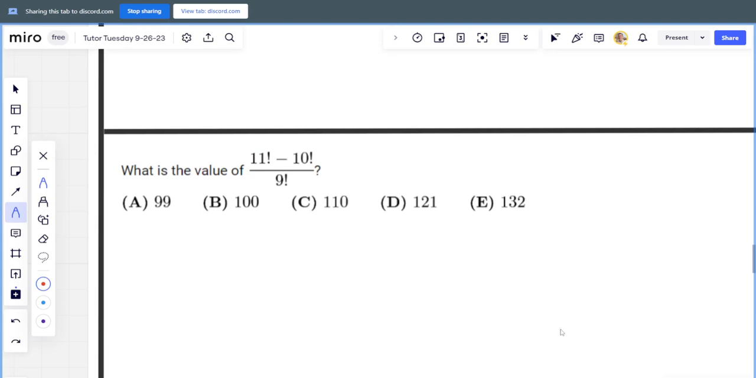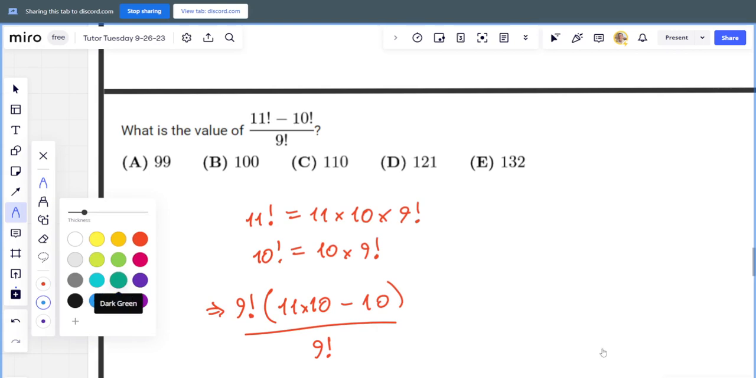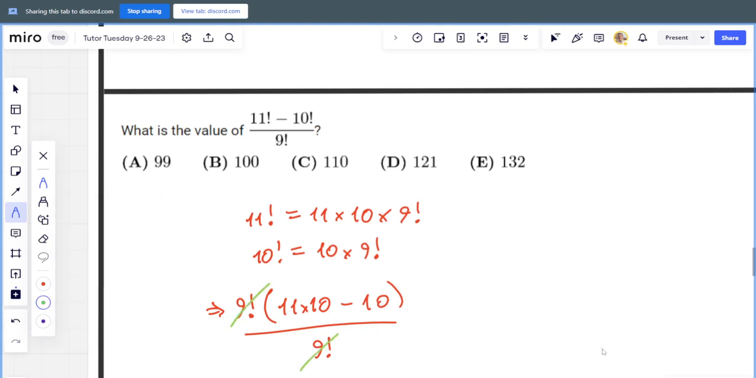I know that 11 factorial is just equal to 11 times 10 times 9 and so on, or just 9 factorial. 10 factorial is also equal to 10 times 9 factorial. And if I factor out a 9 factorial on the top, then I could get 11 times 10 minus 10 all over 9 factorial. That's very nice for us because those numbers cancel out. And then we're just left with 110 minus 10, which ends up being answer choice B, as you guys said.